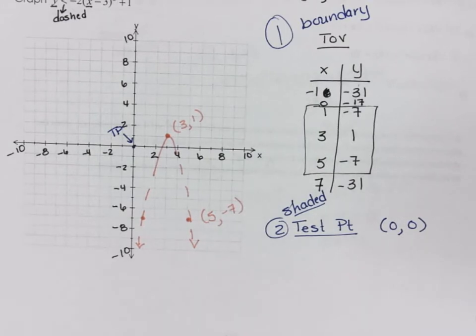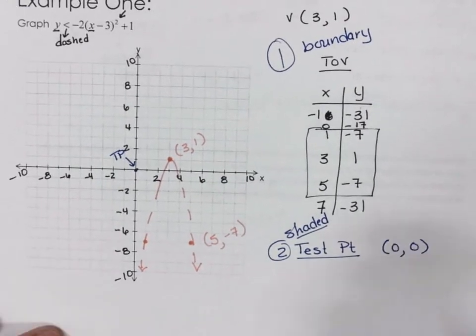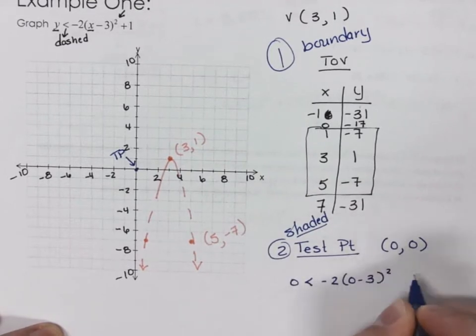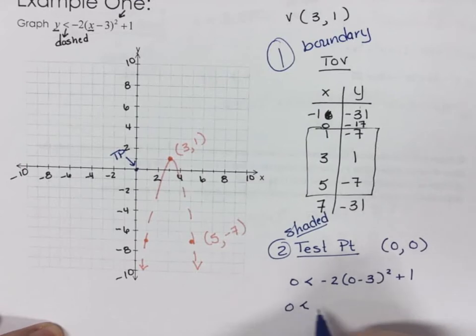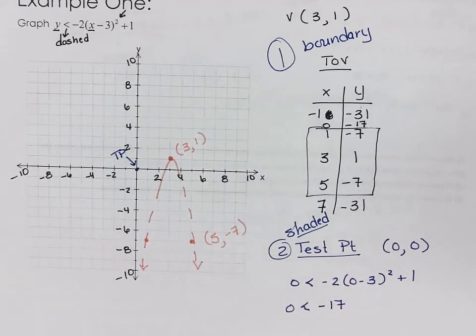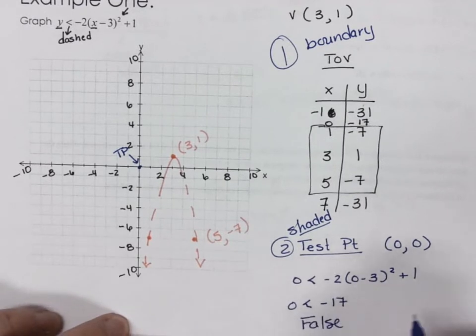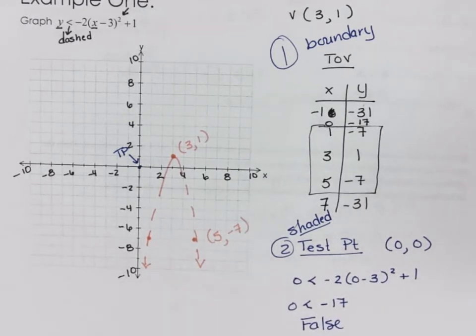Just make sure, again, I'll say it, do not pick a test point on the line. That's going to cause you problems. So again, we're going to sub into our equation. So 0 is less than -2 times 0 minus 3 squared plus 1. So 0 is less than, we did this one, -17. Is that a true statement? Anybody? No. Okay, so again, takes me 2 seconds to write false, and that helps me remember things.